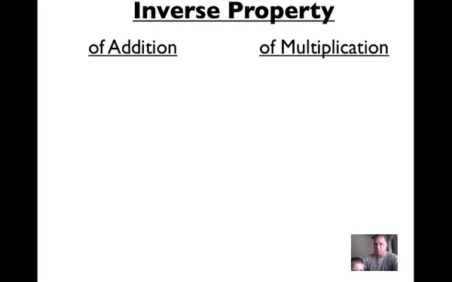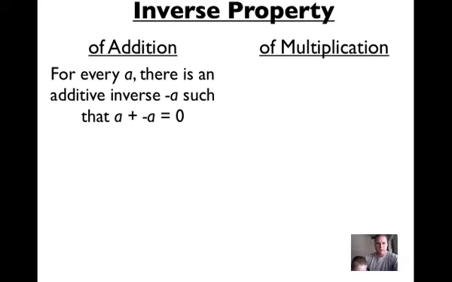Okay, what's this one? Inverse. Inverse property of addition and of multiplication. For every a, there is an additive inverse negative a, such that a plus negative a equals 0. I did not know that. Well, you haven't gotten to that yet. So an example would be 9 plus negative 9 equals 0. So you're just adding the opposite value.